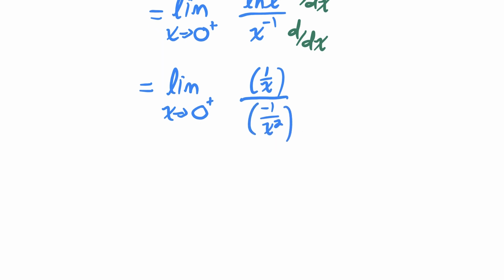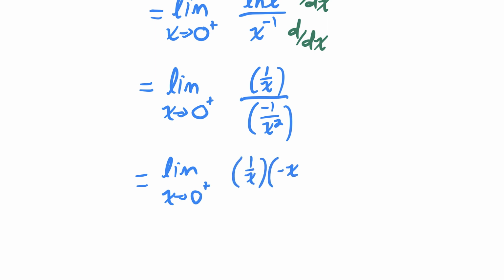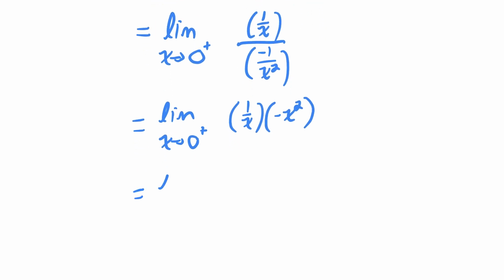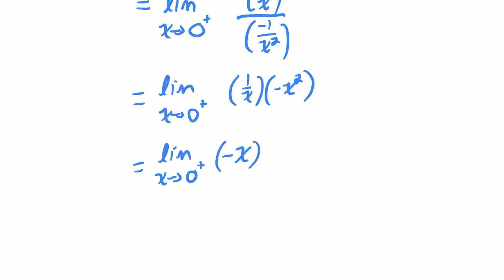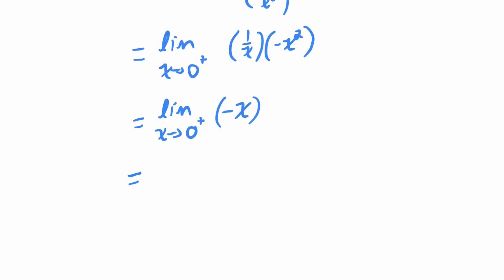And now let me simplify this quotient I have. When dividing fractions, I can multiply by the reciprocal of the denominator. So I have 1 over x times negative x squared, which just gives me negative x. And now if I use direct substitution, I can just sub in 0 for x, and I get 0. So the limit as x approaches 0 from the right is 0.